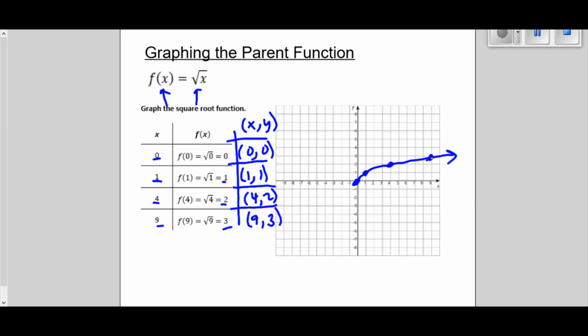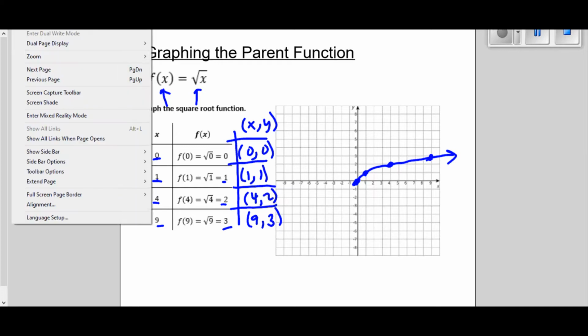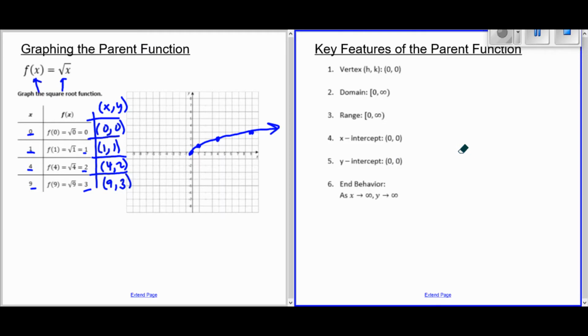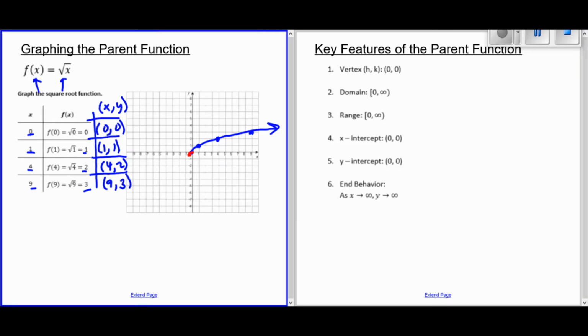So hopefully you took a minute and graphed that. If you did, this is sort of the graph that you should have come up with. This is what the square root parent function looks like. So let's go ahead and identify the key features of this graph. Starting with the vertex. The vertex is the starting point of your graph. So this is my vertex. It's at the ordered pair 0, 0. This is sort of where my graph starts. It's the end that doesn't have the arrow. You can think of it that way.